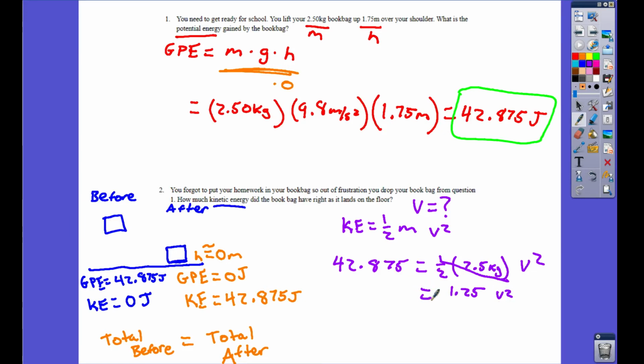1.25 v squared is going to be equal to our 42.875. Now to get v by itself, what we want to do is do the opposite of whatever is happening to v. Since 1.25 is currently multiplying by the v squared, we're going to do the opposite of that to get rid of it. So if we divide by 1.25 over here, we're going to have 1.25 cancel out with 1.25, and we'll do it over here as well. Divide by 1.25. And all that this is going to do is get v squared by itself.